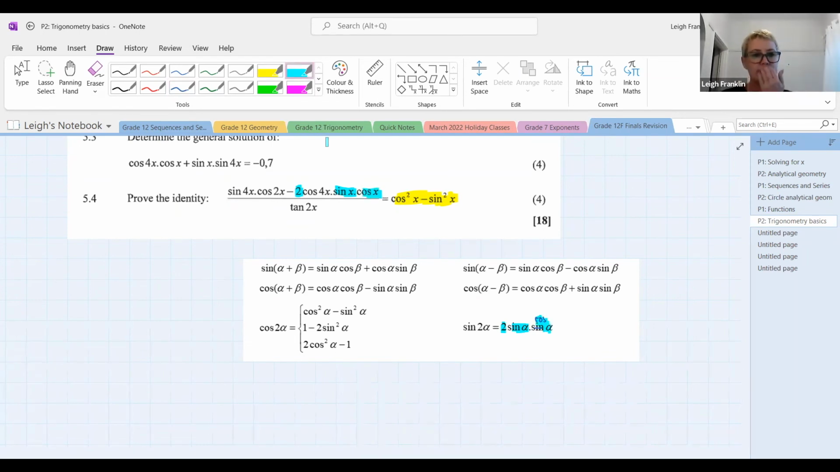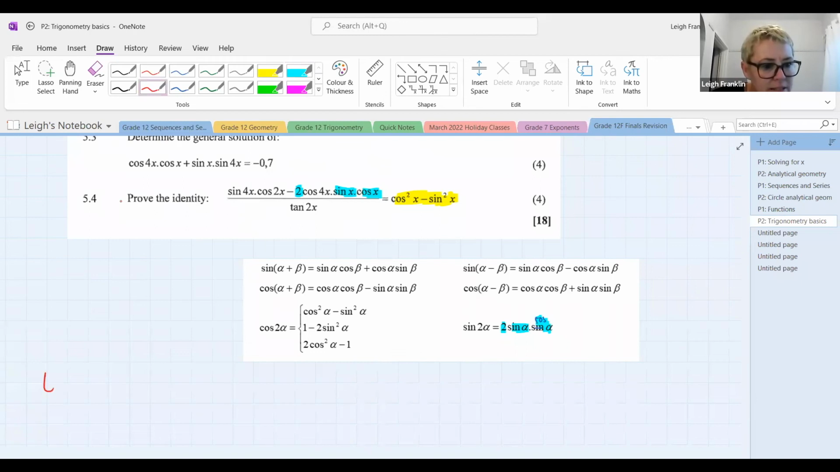Well, what they've done is that they've been mean to us. They've split the 2 away from the sine x and the cos x. But it doesn't matter that they've done that because the order in which we multiply does not matter. So they've just made this question a little bit more difficult by writing the 2 first and then the sine x cos x later on. But if we can recognize that on our formula sheet, then it's really not so bad.